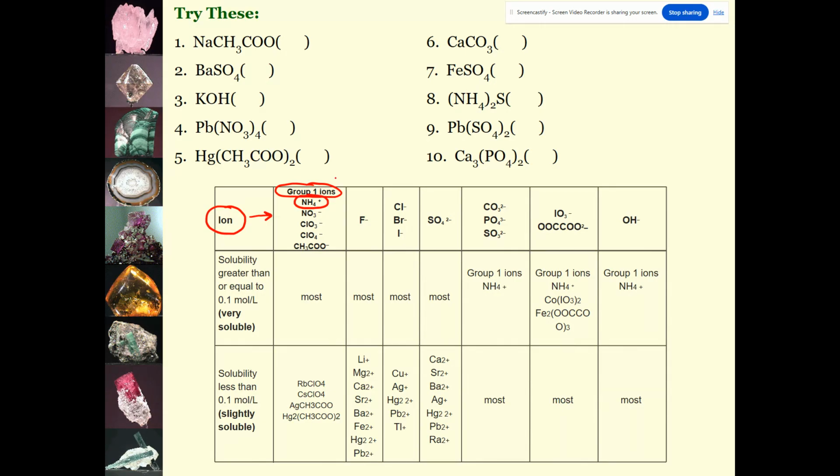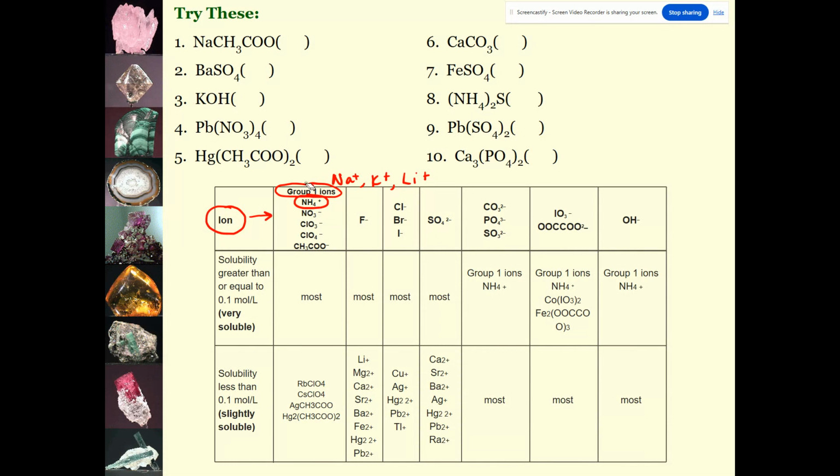Group 1 ions are things like sodium, potassium, lithium. They are all in the first column on your periodic table. Those are some of them, not all of them. There's also rubidium, cesium, francium. Rather than listing them all, they just put a blanket statement there, group 1 ions. So if you have a group 1 ion, you're looking in that column, or ammonium.